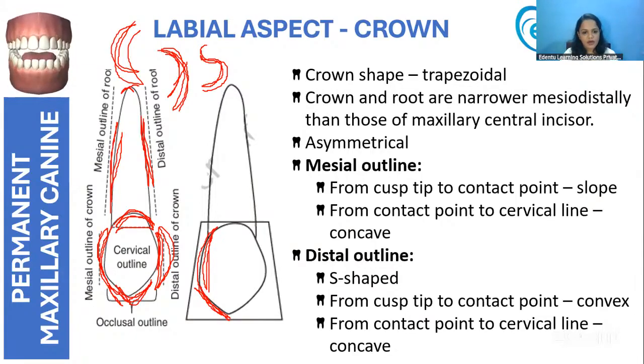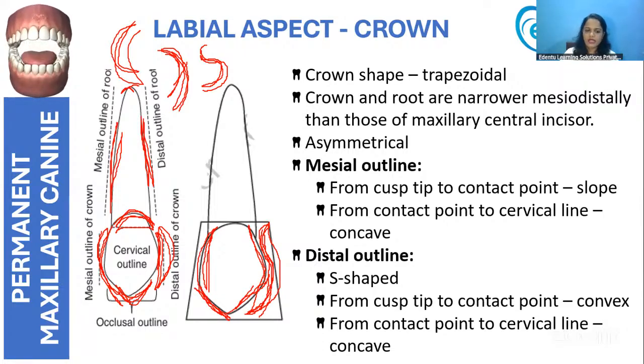Whereas the distal outline of the maxillary canine is usually S-shaped like this. From the cusp tip to the contact point, it is convex, and from the contact point till the cervical line, it is concave in nature. A little bit of depression is seen. It is not much appreciated in this diagram, but yes, there is a little bit of depressed area. A concavity is seen in the labial aspect of the maxillary canine.